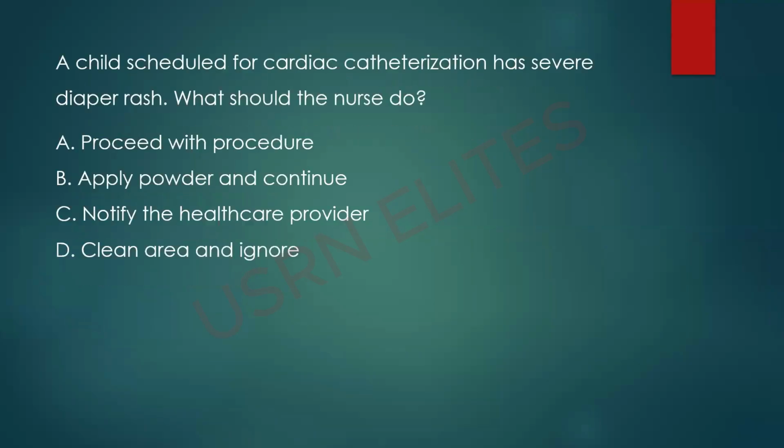That is fine. Our next question. A child scheduled for cardiac catheterization has severe diaper rash. What should the nurse do? A. Proceed with procedure. B. Apply powder and continue. C. Notify the healthcare provider. D. Clean area and ignore. What are we choosing? C. Why C? Because the rash can pose a risk for infection.